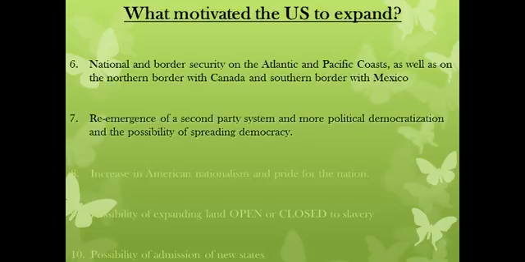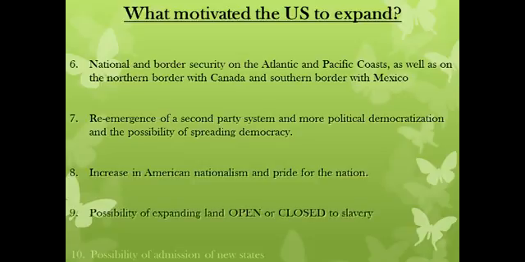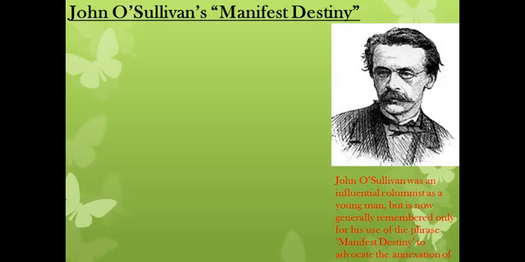Our national border security on the Atlantic and Pacific was an issue. We were concerned about border security generally. We also have this reemergence of a second party system, which increased some tensions. We have an increase in nationalism, this concern of expanding land that would be open or closed to slavery, and the possible admission of new states, which would also add fuel to that sectionalist fire.